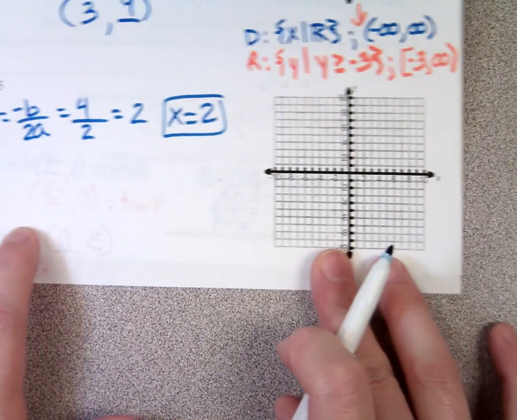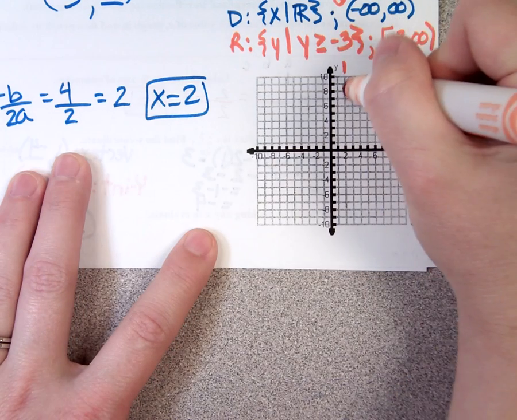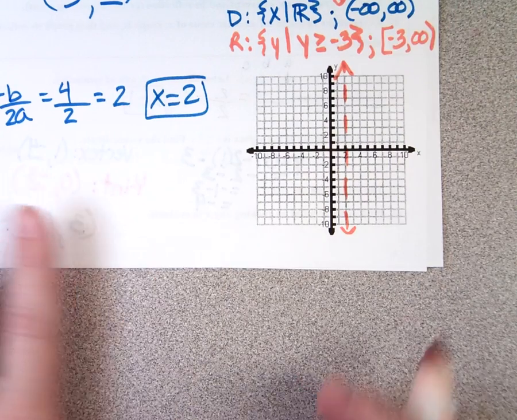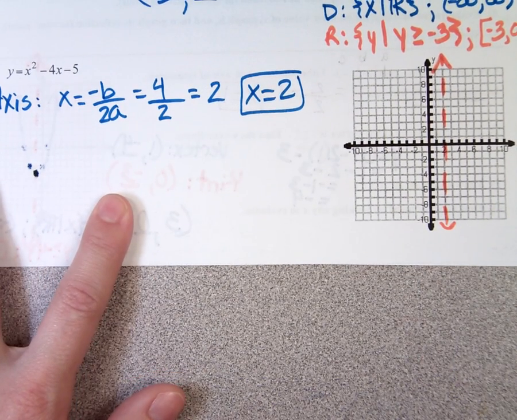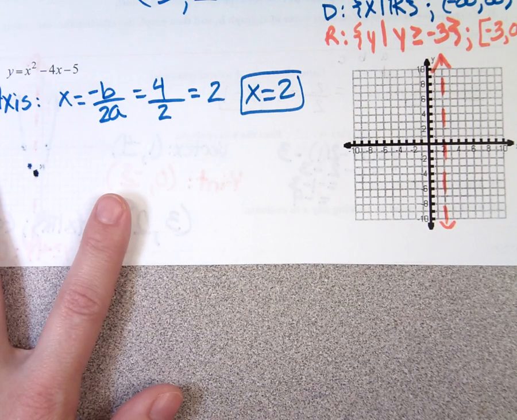So I'm going to go right to where my x is a 2 and draw myself a dashed vertical line. Now, do you know, is this graph going to open up or down? It's going to open up because our a is a positive number. So all we've had so far are graphs that open up.